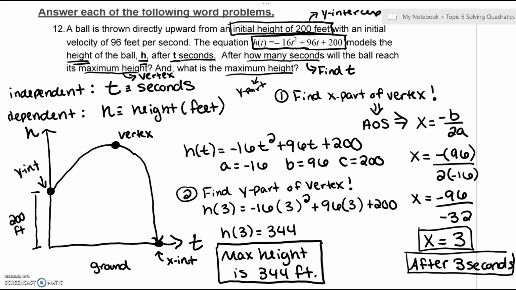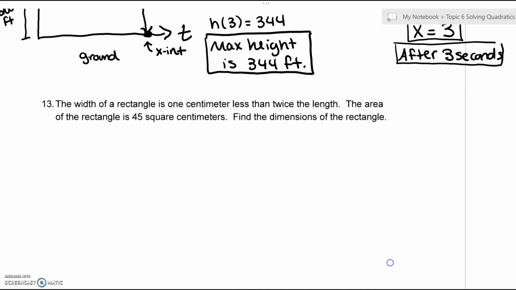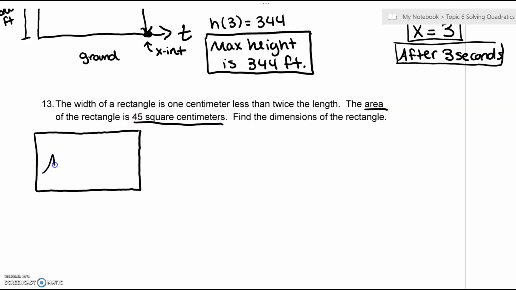Everything right there. So now, if we look at number 13, this one should be the easy one because we all talked about how the area problems were easier. So the width of a rectangle is 1 centimeter less than twice the length. The area of the rectangle is 45 square centimeters. Find the dimensions of the rectangle. If I go through and draw my picture, I obviously have to draw a rectangle. Okay? And it talks about how the area of that rectangle is 45 square centimeters. So inside the rectangle, I know area is going to equal 45 centimeters squared.